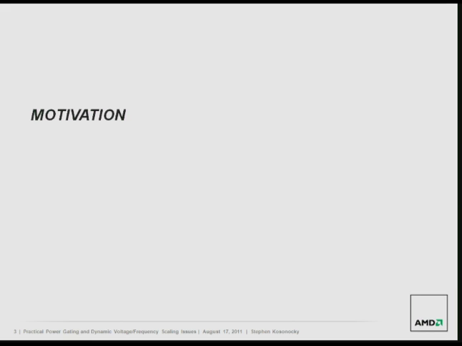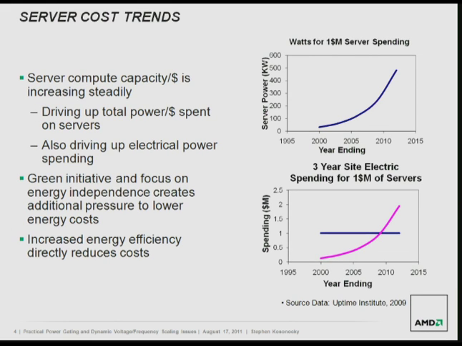So let me start with the motivation. The key motivations for all of this are really power, the fact that performance is really power limited, and also cost for things like servers. In the server area, the server compute capacity per dollar is increasing steadily, and that's driving up the total power per dollar spent on servers.